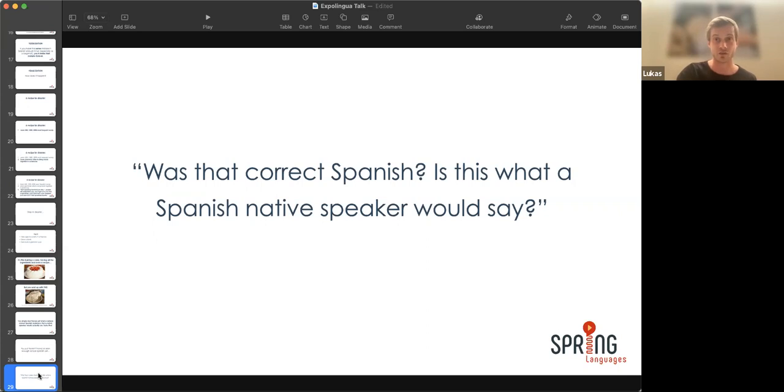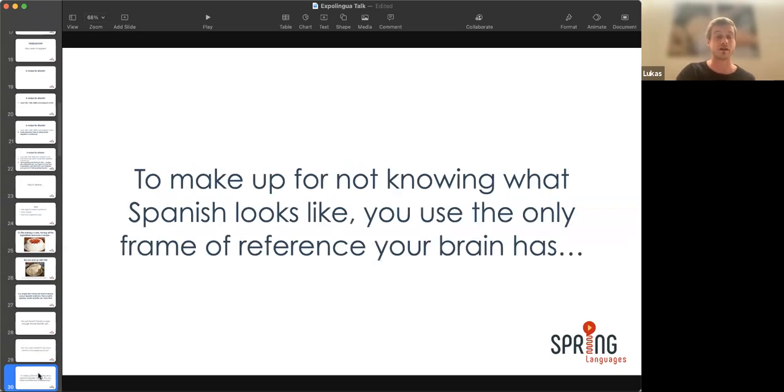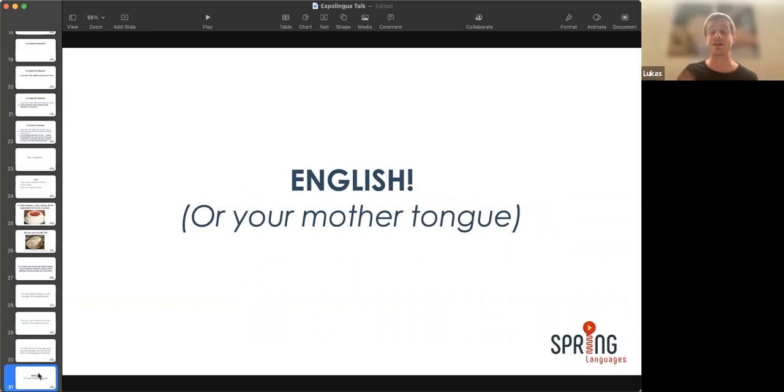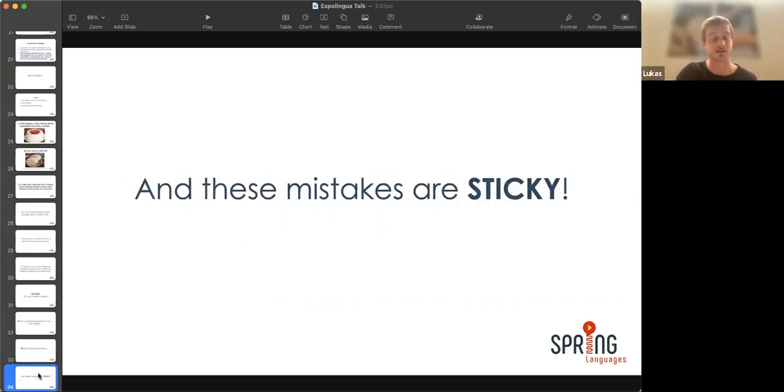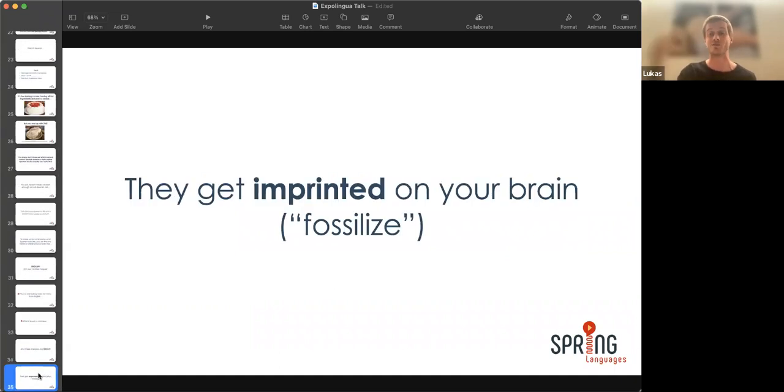And when that's the case, when you don't know what a good sentence looks like, you use the only frame of reference your brain already has, which is your mother tongue, or maybe any other language, probably English. So you're just going to translate word for word from your mother tongue. You're going to use the structures from that. And that leads to mistakes. And these mistakes are sticky and they get imprinted on your brain. They literally fossilize. That's fossilization.